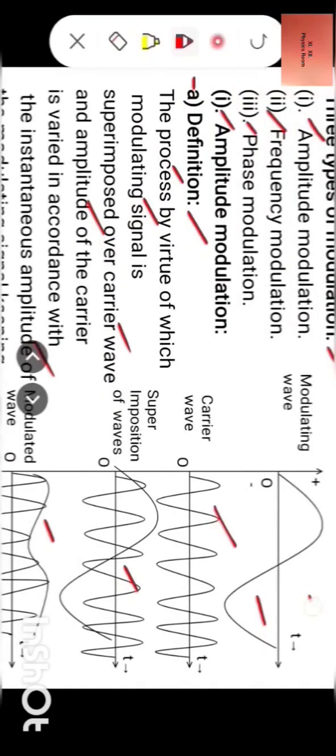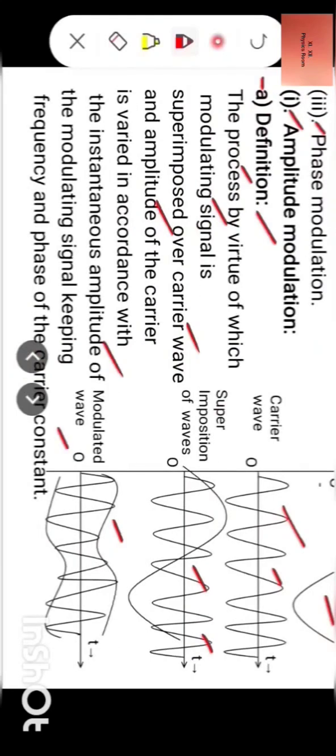Now look at this diagram. This is modulating wave, this is carrier wave, and here we have the superimposition of waves. Carrier is mounted with audio, and as a result of superimposition we have this modulated wave in which amplitude of the carrier is varied in accordance with the modulating signal. Okay, so this is amplitude modulated wave.